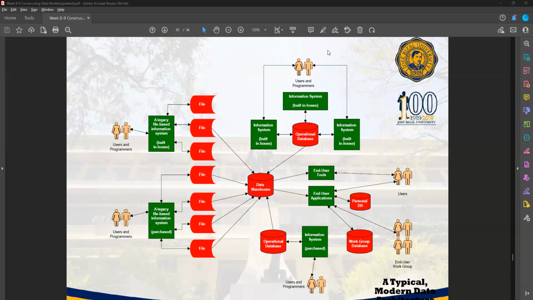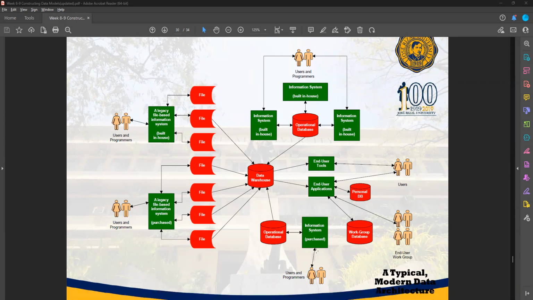Okay? So databases, guys, as what I've mentioned, these are an essential component of many information systems and play a critical role in managing and organizing data, no? So the type of database chosen for a particular application will depend on the specific needs and requirements of the system. No? So let's take a look on this one. This is the typical modern day architecture. You have the IS, users and programmers, etc. I don't know kung nasan kayo dyan. Pero anyhow, lahat tayo nandiyan.